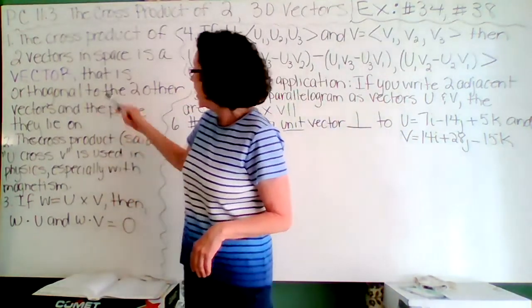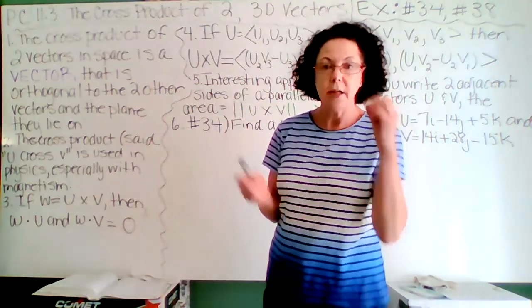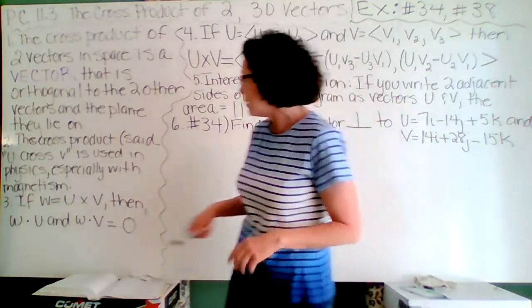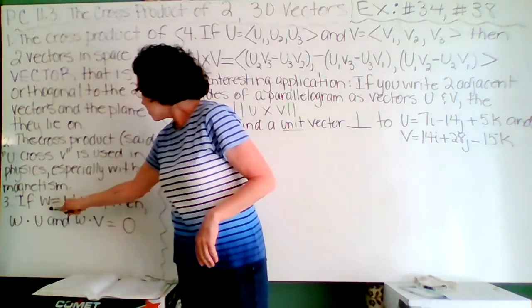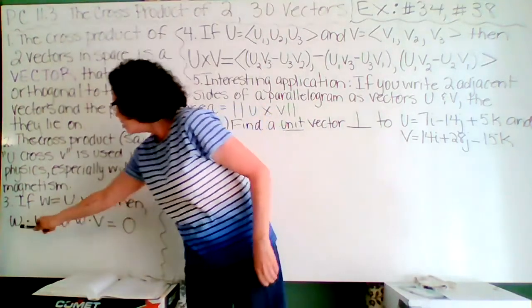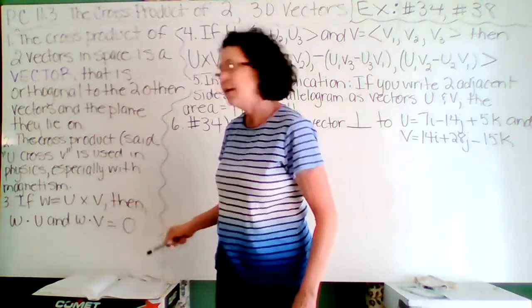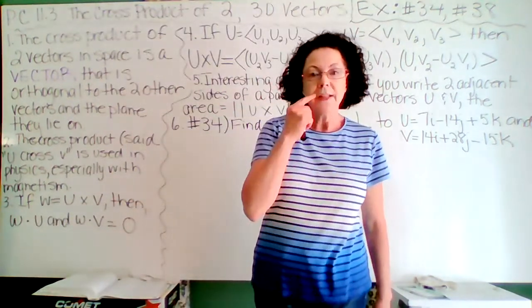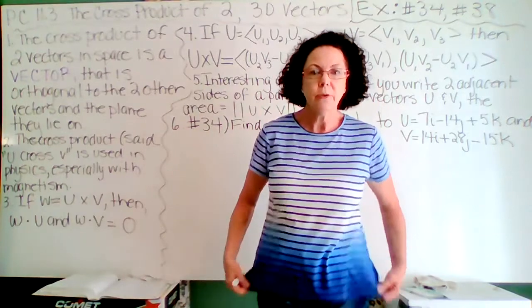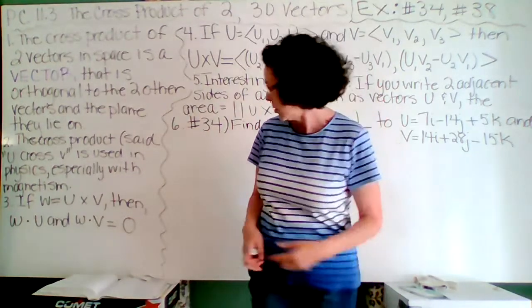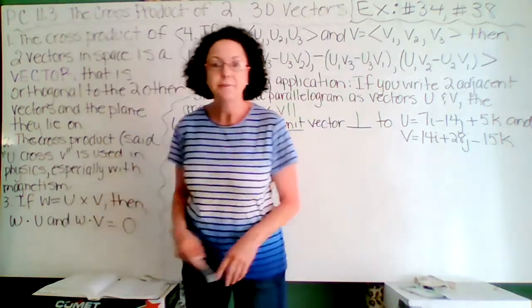When you find the vector, if we called it W, that is the cross product of U and V, then that means that if W is equal to U cross V, then W dot U and W dot V would both be 0. The dot products would both be 0 because you made a vector that is orthogonal, or perpendicular, to U and V.